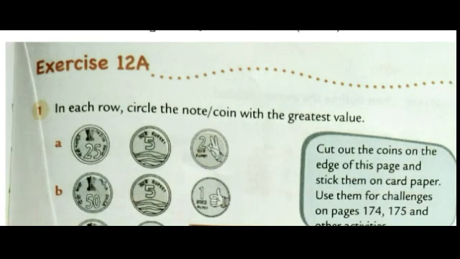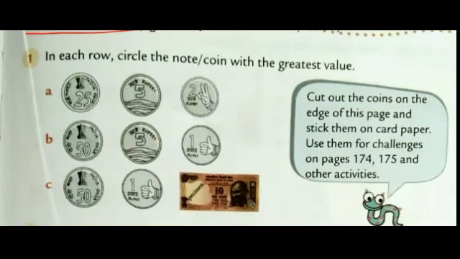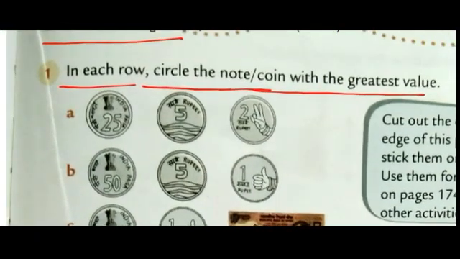And now we'll start exercise 12A. Let's see the first question that is given here. In each row, circle the note or coin with the greatest value. Okay, like in the first one, we have a 25 paise coin, 5 rupee coin and 2 rupee coin. Which one has the greatest value? This one is in paise and here these two are in rupees. So the 5 rupee coin is the one with the greatest value.